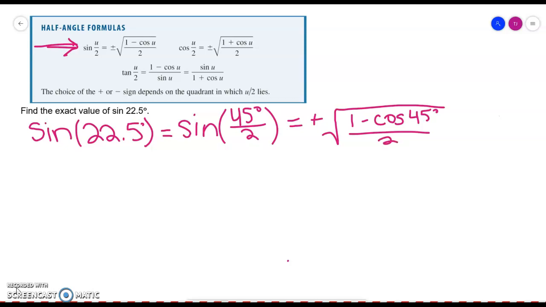Right, now I can go ahead and start solving for this. Cosine of 45, that I know how to solve for. It is a significant value on my unit circle. I know that the cosine of 45 degrees is my x value at 45 degrees. So I'm going to say this is all equal to the square root of 1 minus the cosine x value at 45 degrees, which is square root of 2 over 2, and then I've got to divide this whole thing by 2.